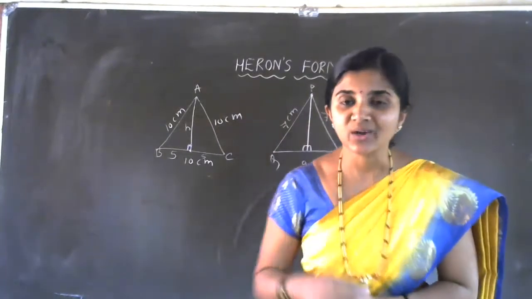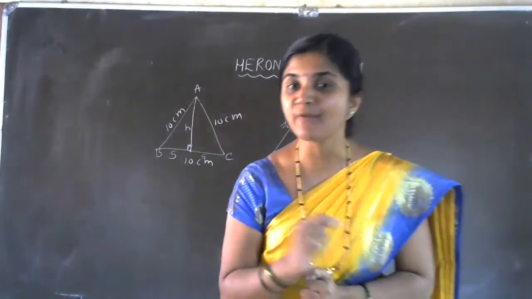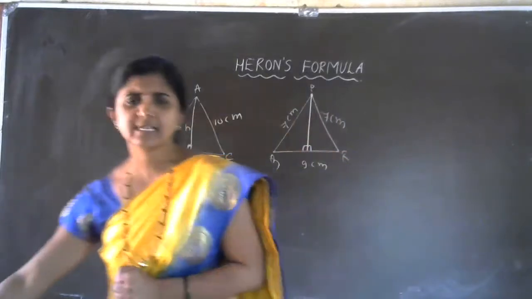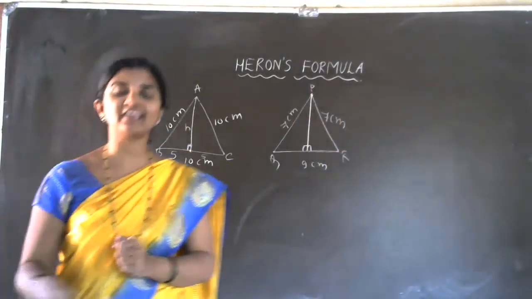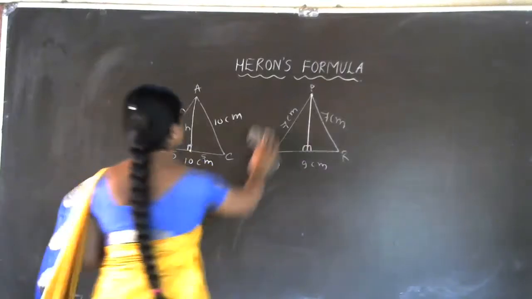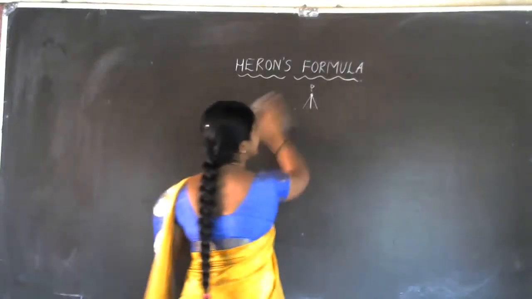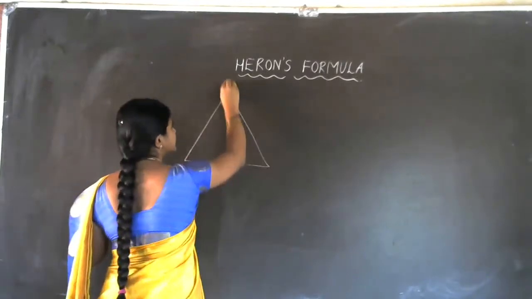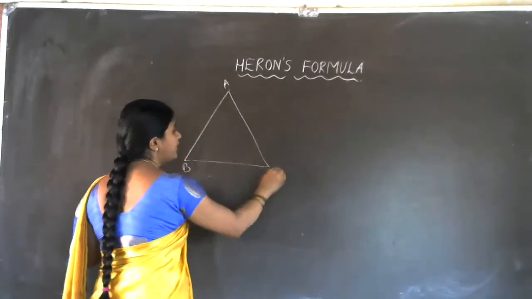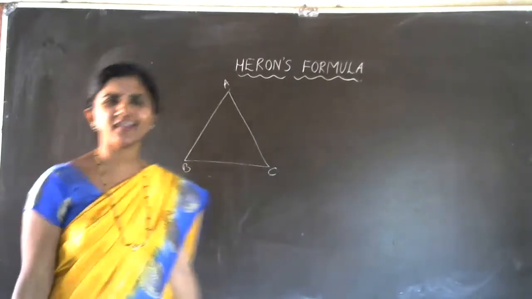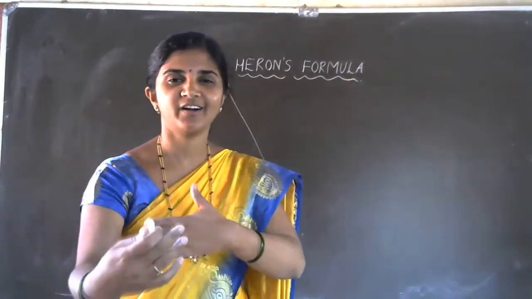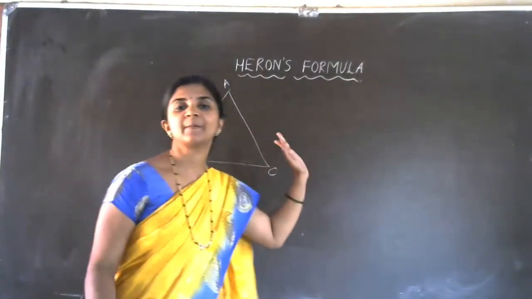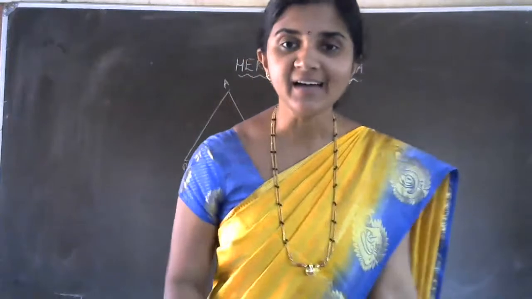Now the question is the last type of triangle, that is the scalene triangle. If we take a scalene triangle, can we calculate the height? That is the question. Let us take one triangle ABC, a scalene triangle. For example, the measurements you can take are 24, 32, 26. All the three sides are different. How can we calculate the height?